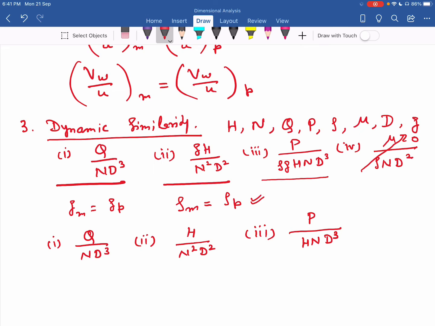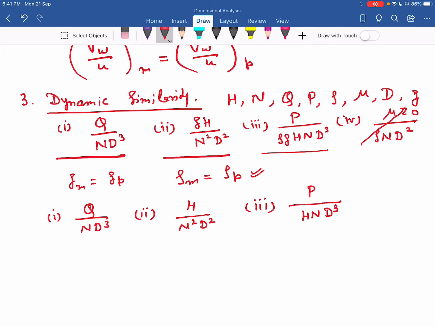Now you can see here, the term 2 and term 3 are no longer dimensionless terms. But we can use them in case of turbines in particular situations.